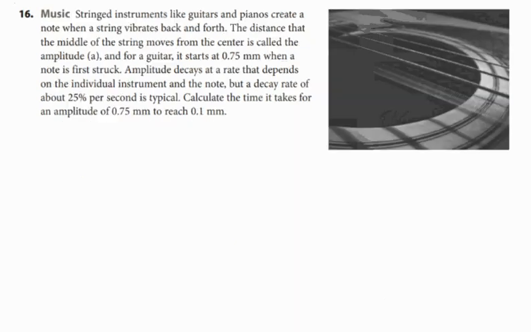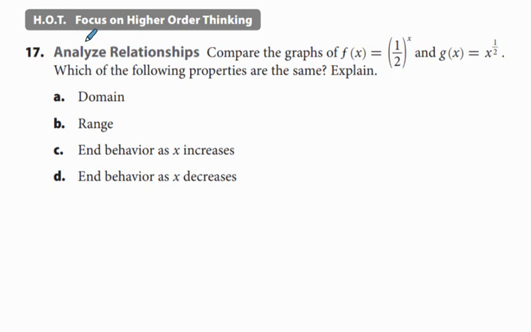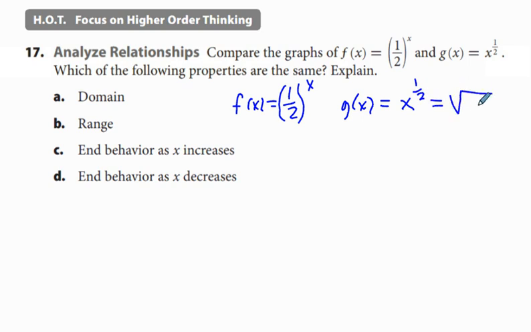Anyway, let's go to problem 17. This is analyze relationships. Compare these two graphs, f of x and g of x. F of x equals 1/2 to the power of x, and g of x equals x to the 1/2 power. So we have f of x equals 1/2, which is our base, to the power of x, and g of x equals x to the 1/2 power, which is equal to the square root of x.